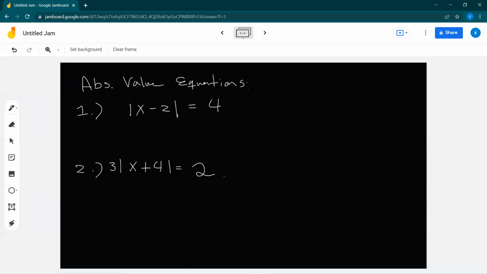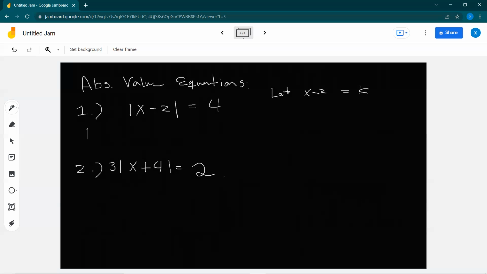So in the first example, I have the equation: the absolute value of x minus 2 is equal to 4. How do I find what this x minus 2 could be? Well, I can start by saying this: I'm going to let the x minus 2 be some variable k, because I'm just going to say this is some quantity. I'm going to call it k.